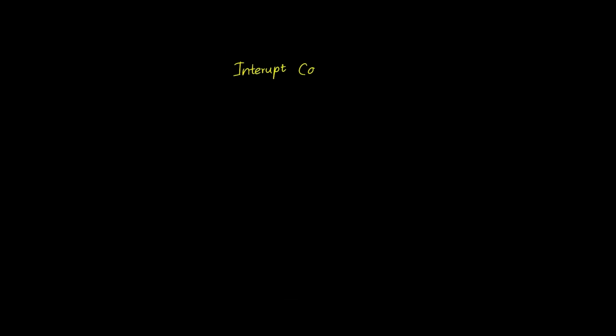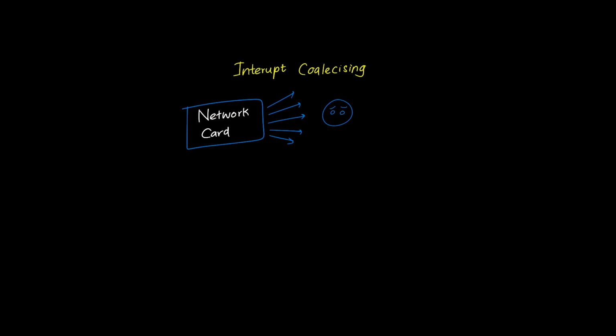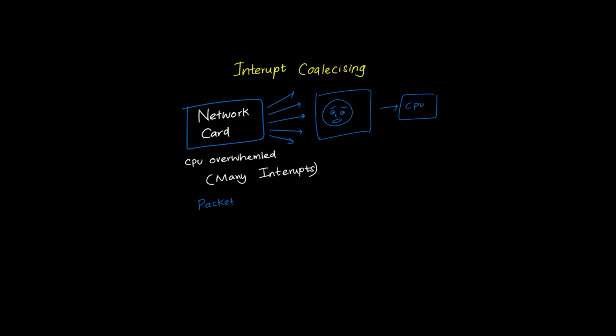Interrupt coalescing dramatically reduces CPU overhead in high-speed networking. Without coalescing, a gigabit network card could generate thousands of interrupts per second, each requiring CPU context switches. Interrupt coalescing batches multiple packets into a single interrupt.